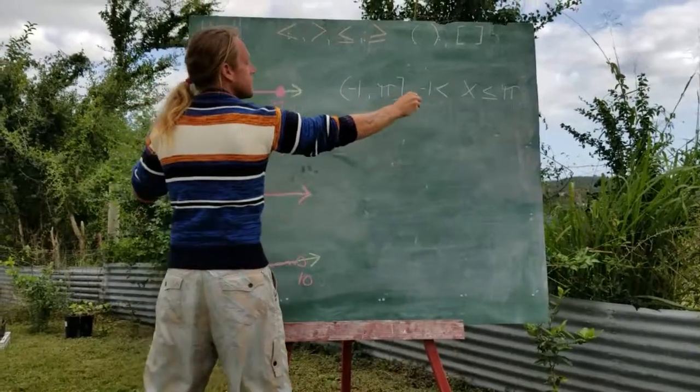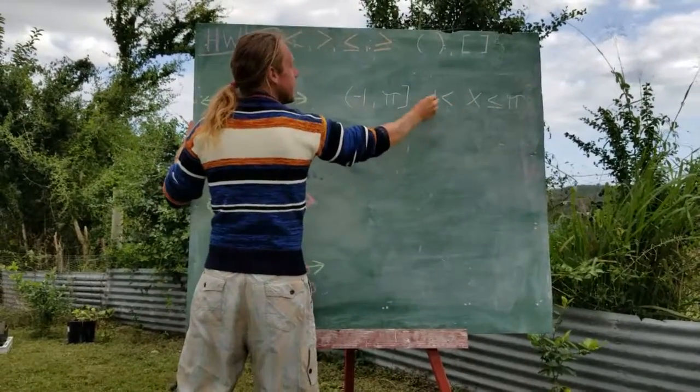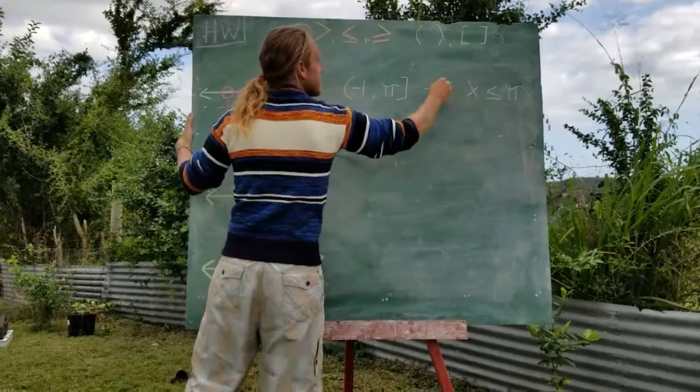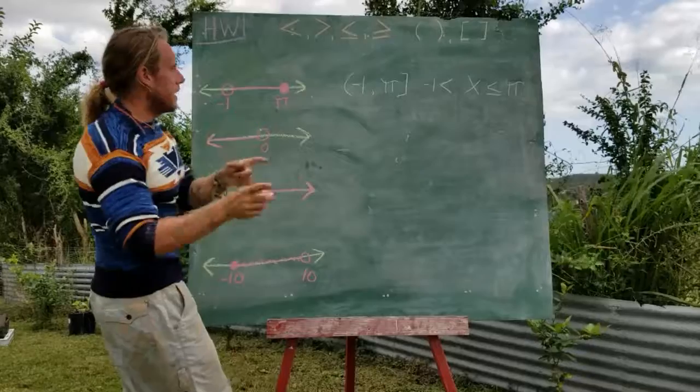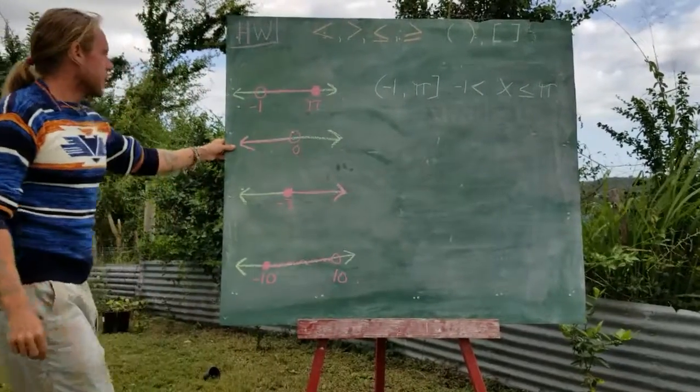So this describes, or we could say x is in between -1 and pi, because x is greater than -1 and is less than or equal to pi. Excluding -1, including pi. All right, our next one.